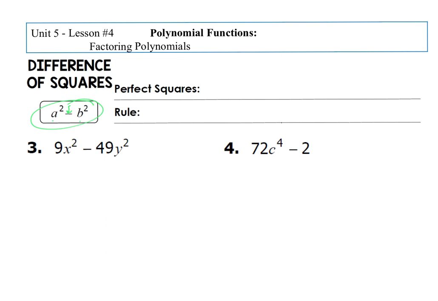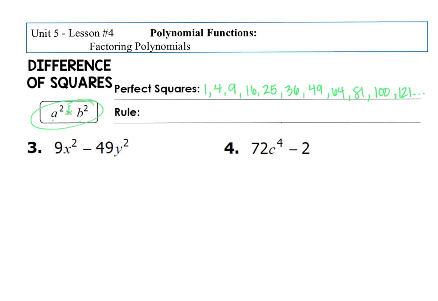Numbers that are perfect squares, let's review those. So we'll make a list. We'll say 1 squared is 1, 2 squared is 4, 3 squared is 9, 4 squared is 16, 5 squared is 25, 6 squared is 36, 7 squared is 49, 8 squared is 64, 9 squared is 81, 10 squared is 100, 11 squared is 121, and so on.